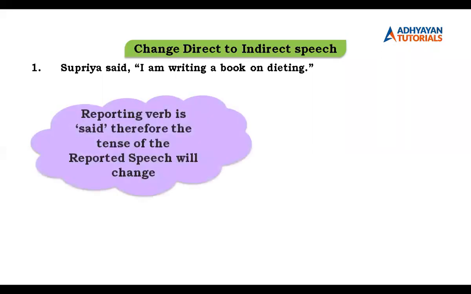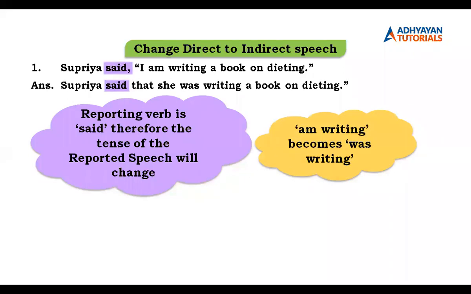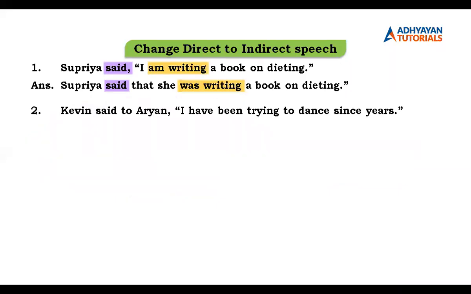चलिए ठीक है. So because the reporting verb is said, therefore the tense of the reported speech will change. Supriya said that she was writing a book on dieting. Let's go for the next one. Kevin said to Aryan, I have been trying to dance since years. Raise your hands if you want to answer this question. Let's go with Vaibhav Mane from Vikroli. Others may please mute.